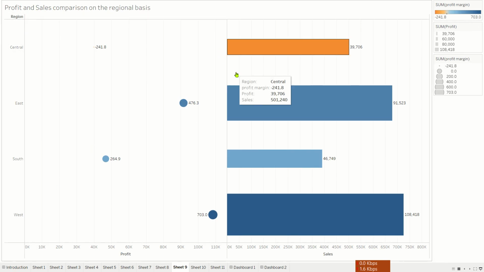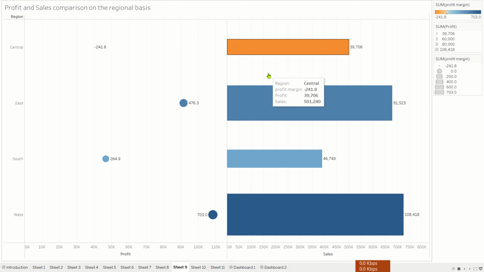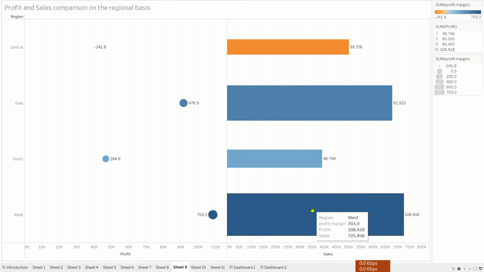This is the most important thing. If the sale is larger, the profit may not be larger. Therefore, the orange line here shows that the sale is more or less larger, but there exists loss in the central region. Here, in the west region, the sale is extremely large, and so is their profit, and these two are moderate.